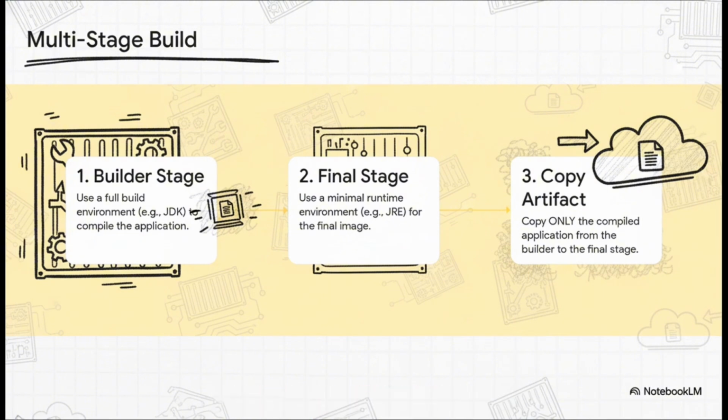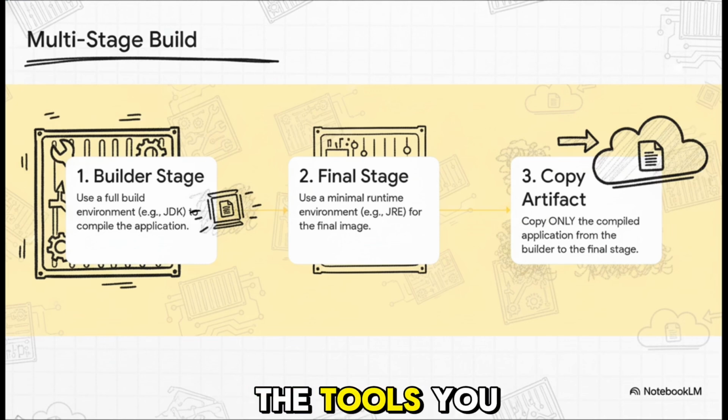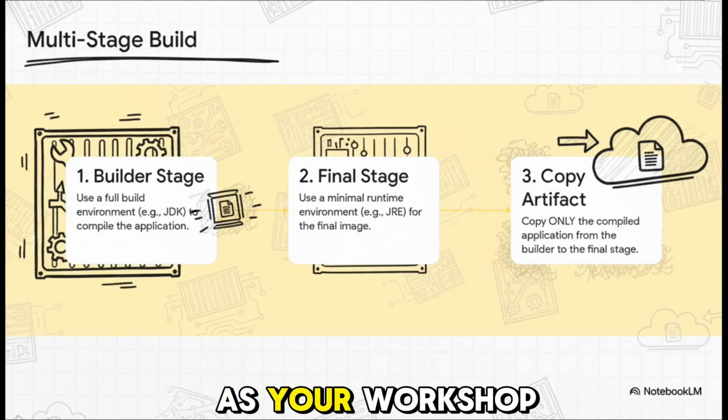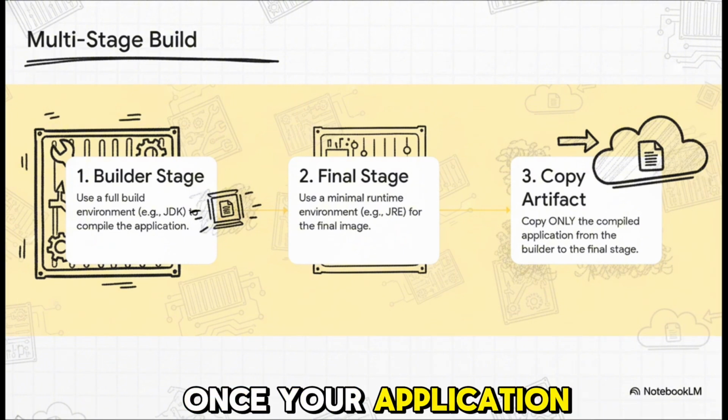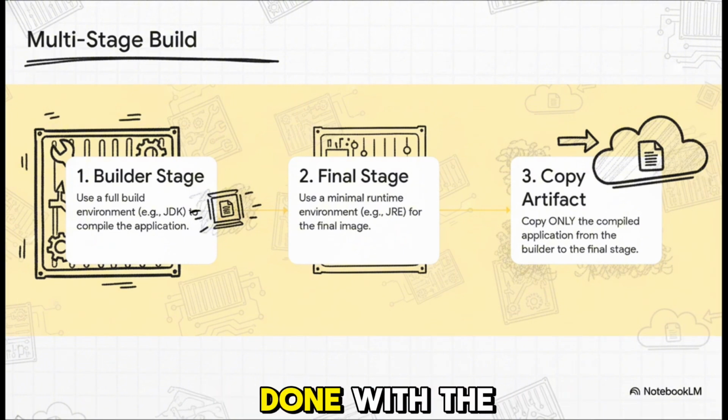Here's how it works. In the first stage, the builder stage, you use a big, beefy container image that has all the tools you need to compile your code. Think of it as your workshop. So for a Java app, that means the full Java development kit. Once your application is compiled down into a single file, you're done with the workshop.